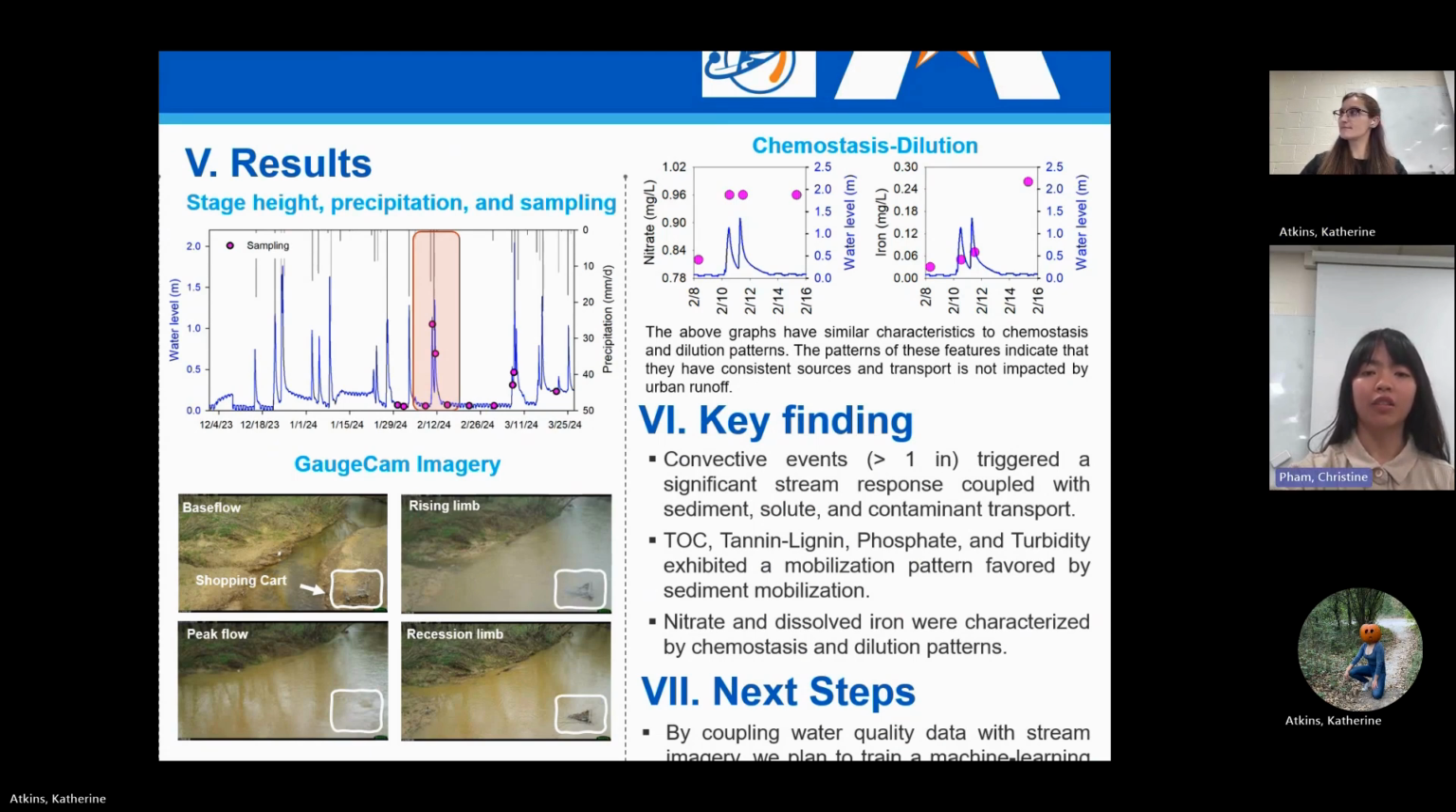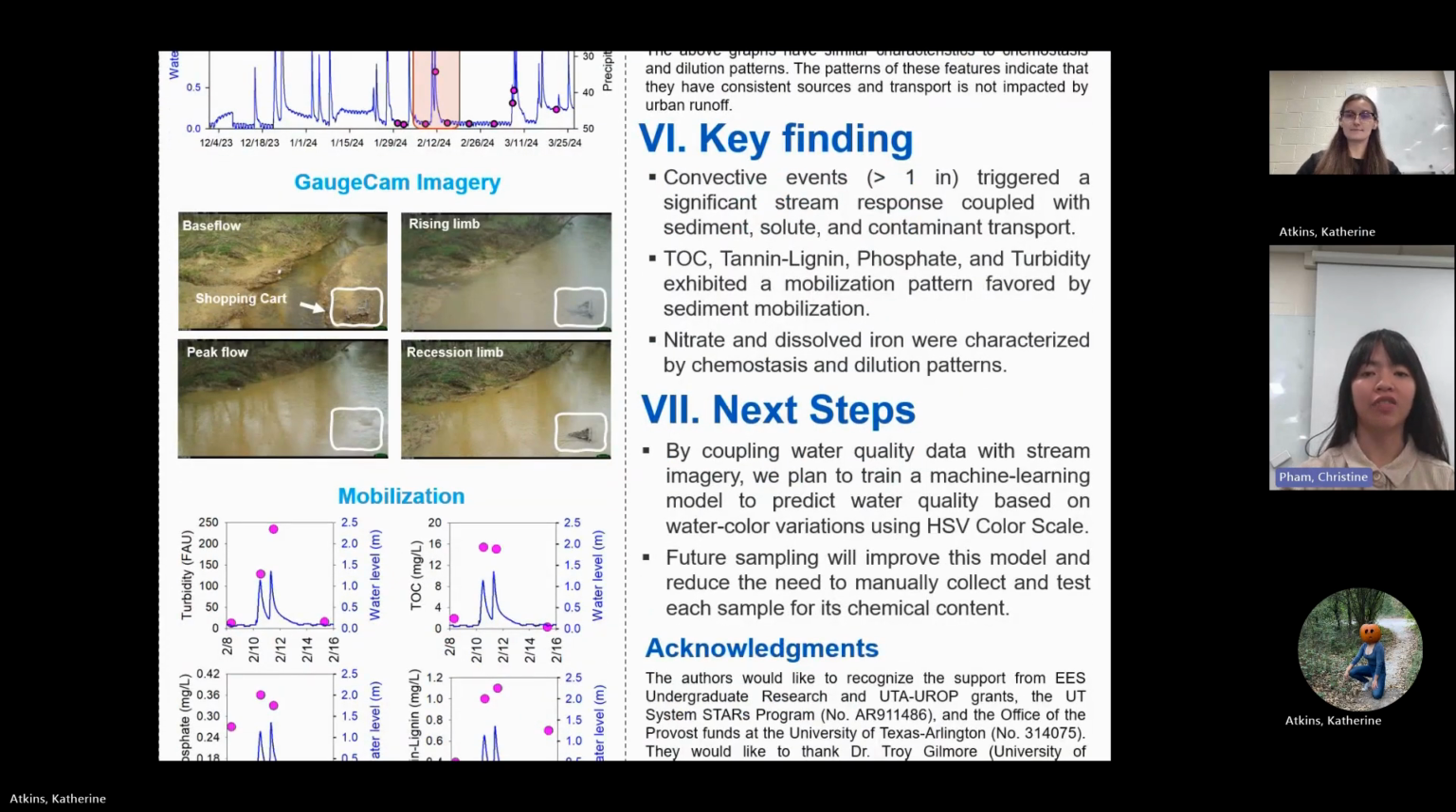In general, we found that close proximity to urban areas and convective events, which are precipitation events that are greater than 1 inch, triggered a significant stream response coupled with sediment, solute, and contamination transport. And to reiterate, we saw mobilization patterns for TOC, tannin lignin, phosphate and turbidity, and chemostasis and dilution patterns for nitrate and iron. So what are our next steps?